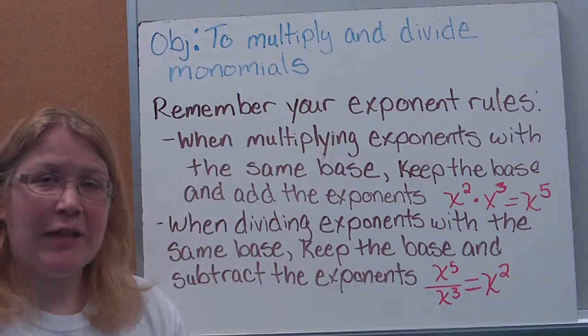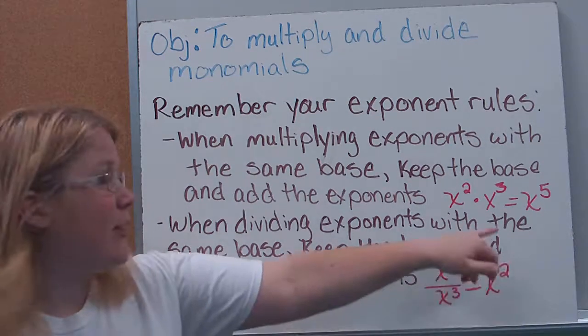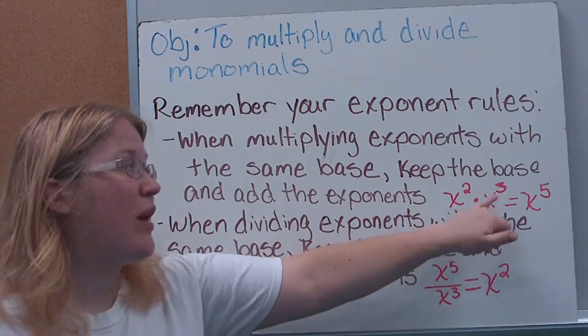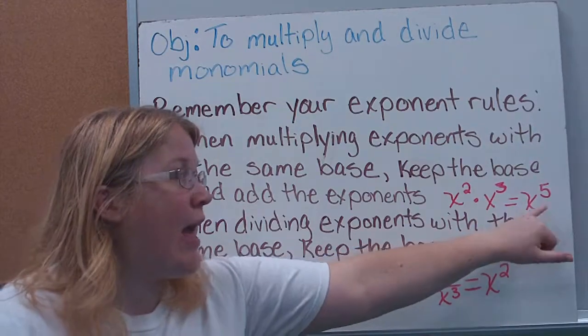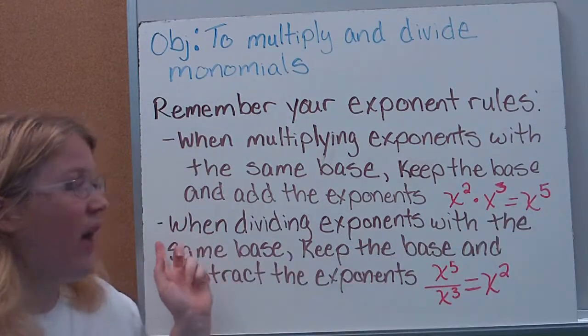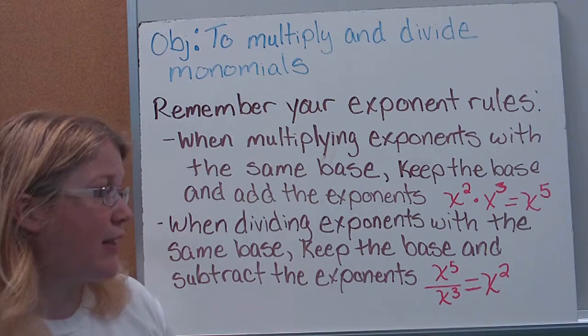When you're multiplying exponents that have the same base, you simply keep that base and you add the exponent. And I gave you an example. If I have an x squared times an x to the third, I add those exponents so I can get x to the fifth. When we're dividing exponents with the same base, we then subtract our exponents and keep the base.